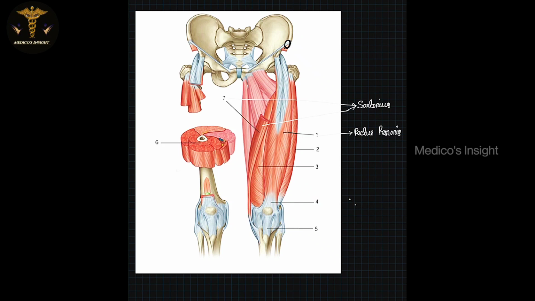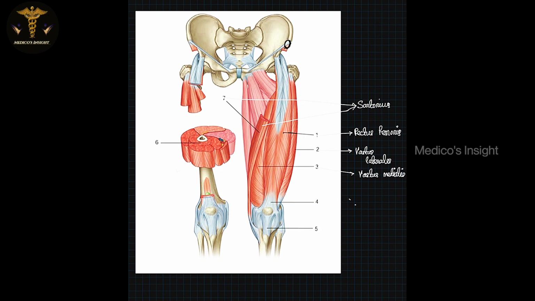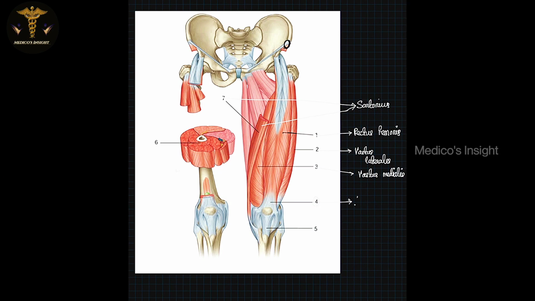Okay, so this is rectus femoris, and this one, as it is present on the lateral aspect, is known as vastus lateralis, and this one is vastus medialis, and this is the thickest tendon. Okay, that is about quadriceps femoris.